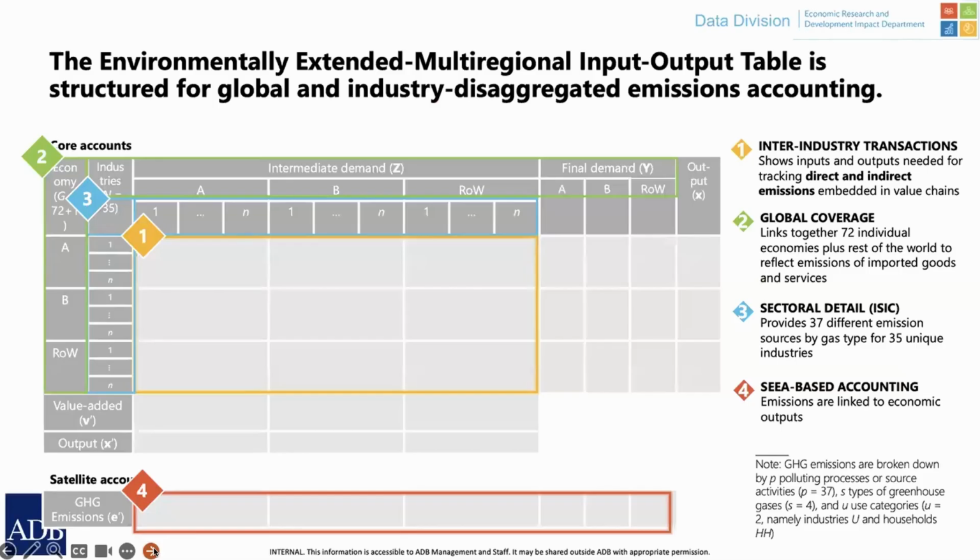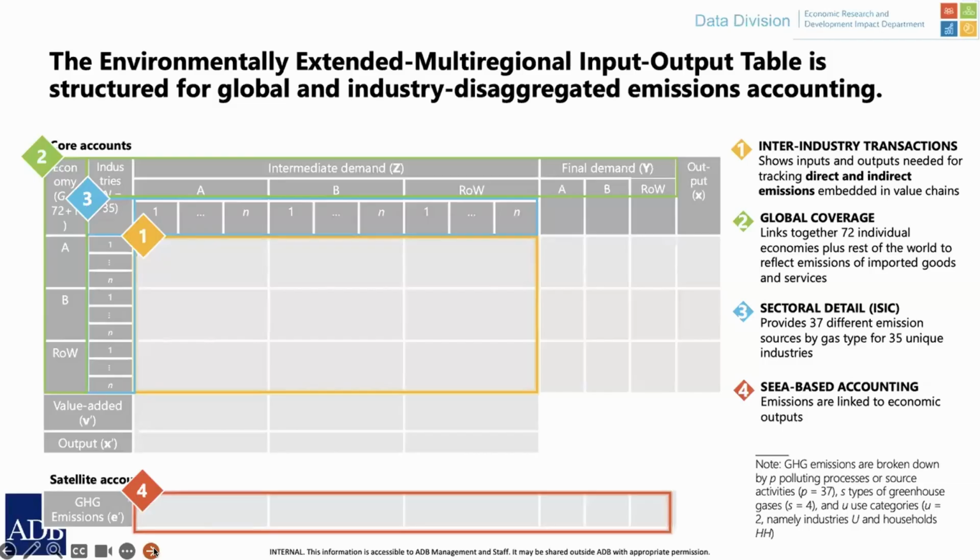The ADB's environmentally extended multi-regional input-output table aims to demonstrate how statistical gaps can be filled by linking emissions and economic activity at the economy and sector level. The core accounts, which have been in place since 2014, capture the economic flows. These accounts cover intermediate demand, which are flows between sectors, and final demand, which is consumed by households, governments, and through investments. This framework has informed trade and policy decisions for a decade.